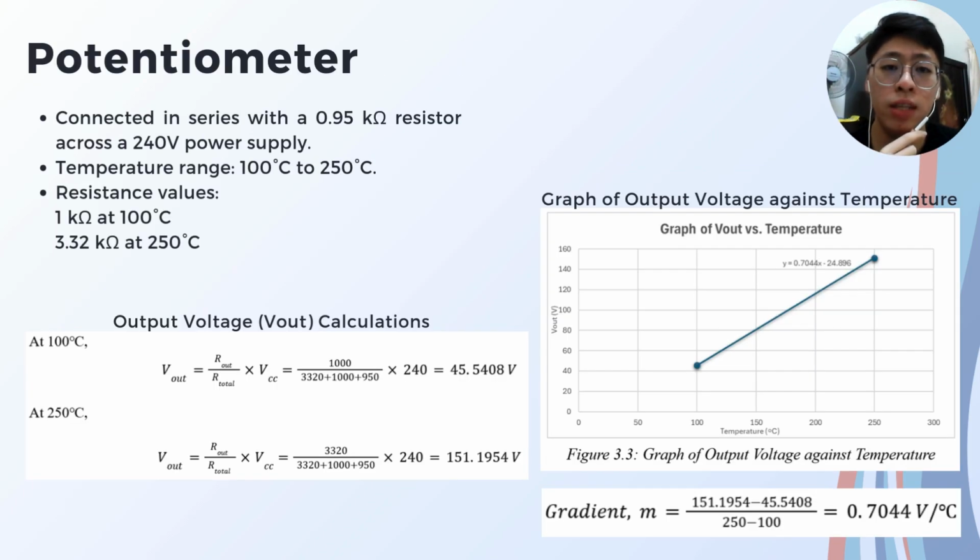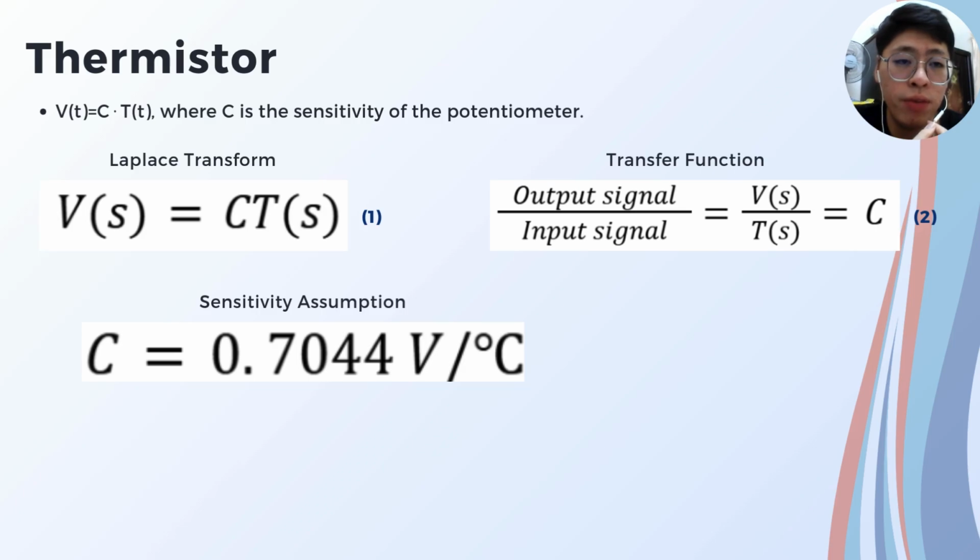The potentiometer controls the oven's desired temperature using a temperature knob and bimetallic strip to regulate the heating element. It is connected in series with a 0.95 kilo ohm resistor across a 240 volt supply. The oven operates between 100 and 250 degrees Celsius. The output voltage is 45.54 volts at 100 degrees Celsius and 151.2 volts at 250 degrees Celsius, showing a direct proportionality between V out and temperature. The potentiometer sensitivity, calculated as the gradient of the trend line, is 0.7044 volts per degree Celsius, reflecting the voltage change per degree Celsius. Now I'll explain the thermistor behavior and its transfer function.